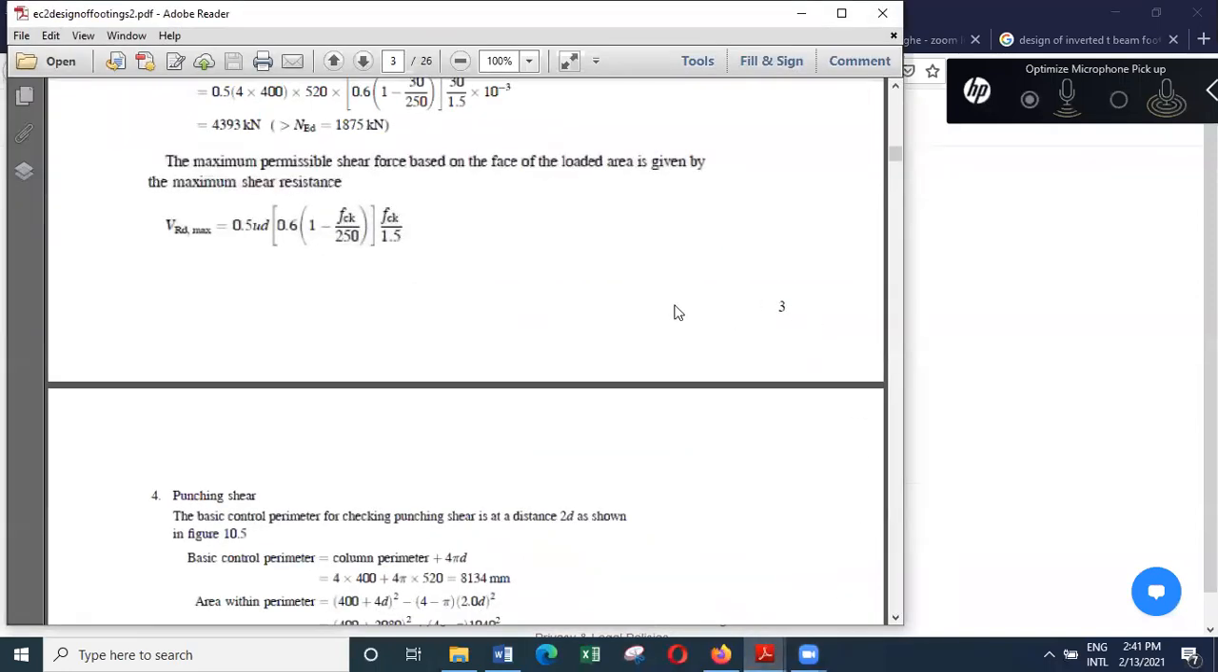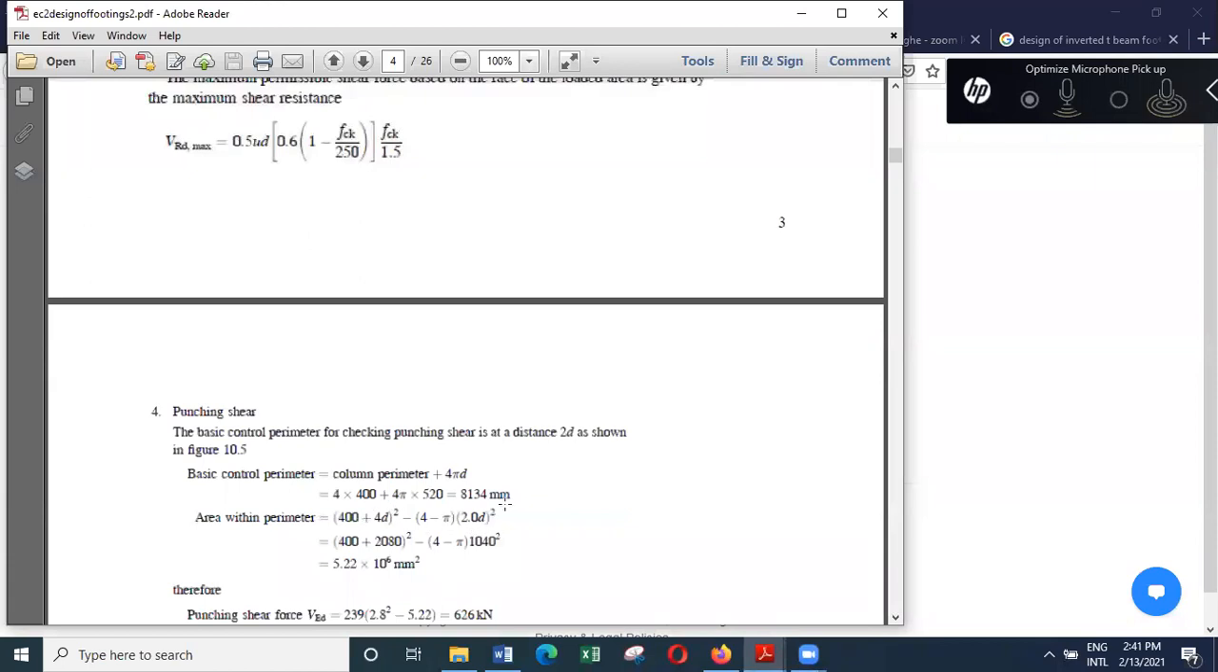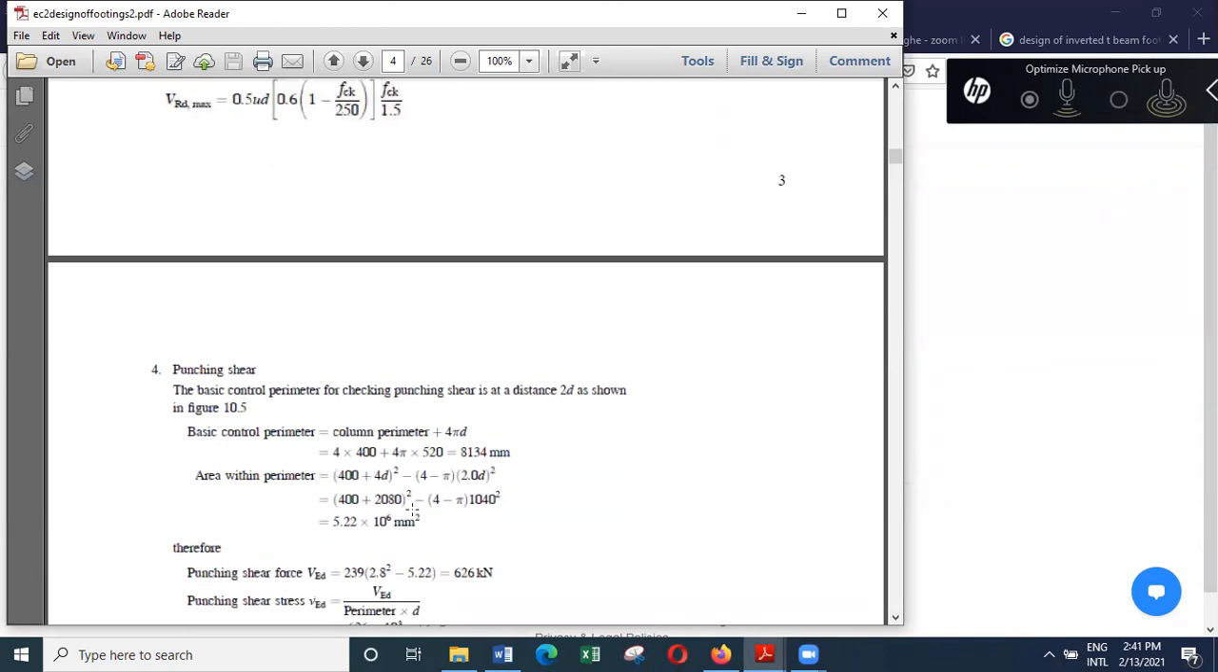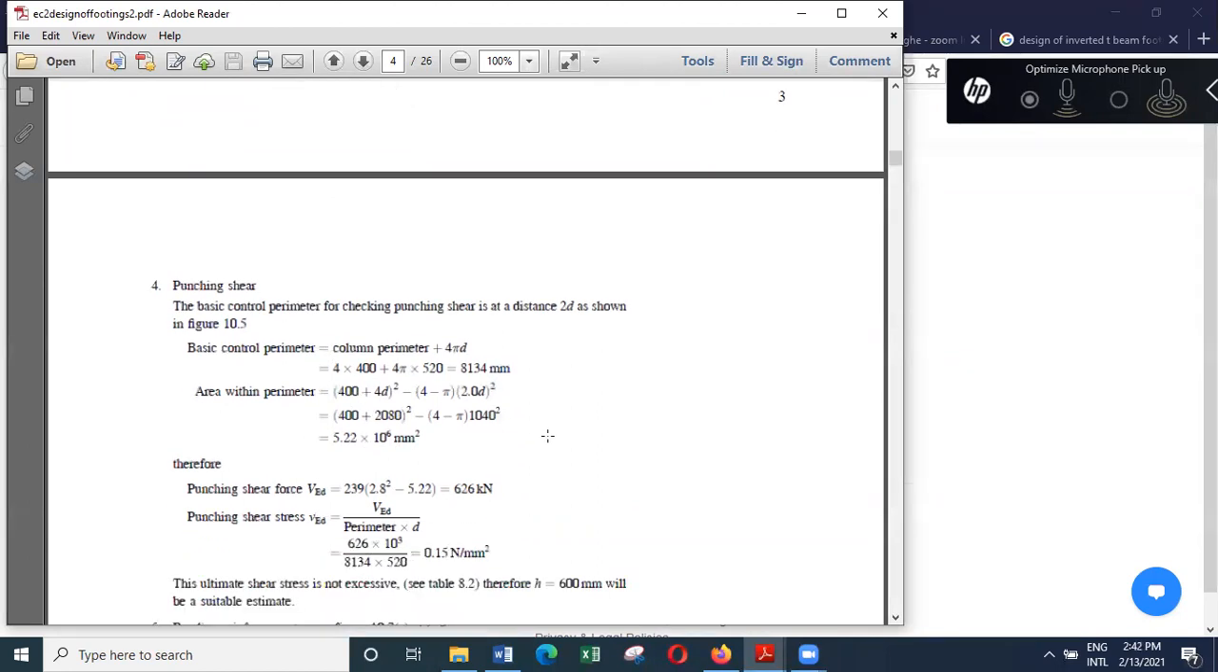So here you can see the equation used is the second equation, and whatever equation you use will end up with the same answer. So the area of the perimeter is 5.22 square meters, and the area surrounded by the perimeter is 8,134 millimeters.